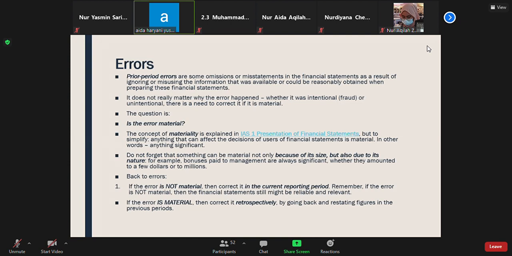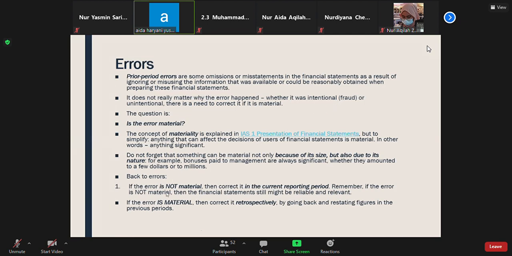User tu salah satu contohnya investor lah, macam you all buat you punya assignment. Kalau company tu walaupun dia bayar 1 sen saja bonus kepada management, user or investor can always question kenapa bagi bonus to the management tapi sebenarnya kita dalam keadaan COVID, our sales is not good, contohnya. So it may be fraud because of that. Intentional. It may be fraud.